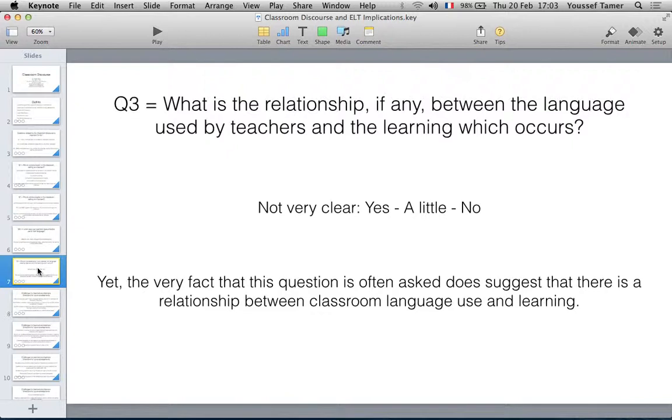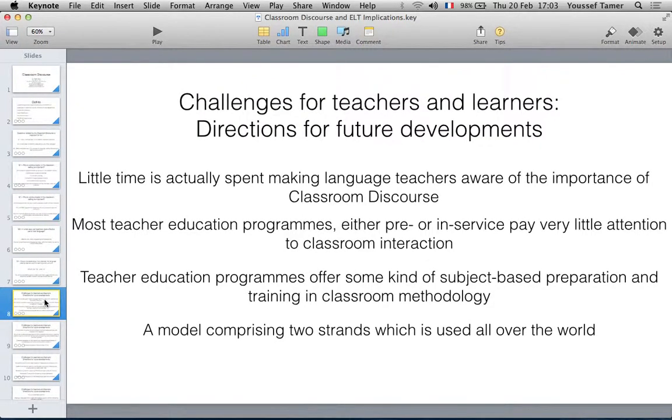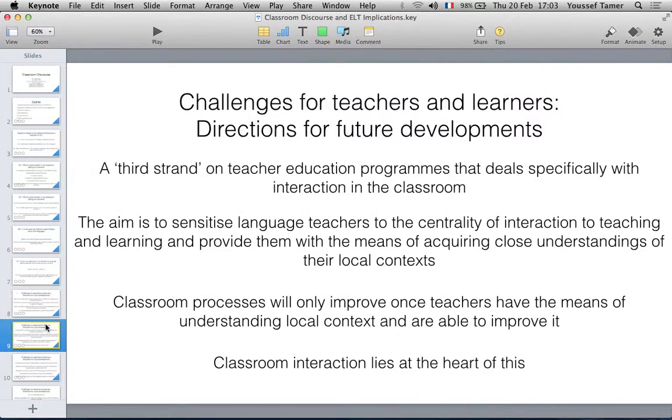Now, for the challenges, what was the first challenge we spoke about in relation to teachers? Little time is spent on classroom discourse in teacher education programs, right? Yes, Nadia? Yes, most teacher educators pay little attention to classroom discourse in teacher education programs.